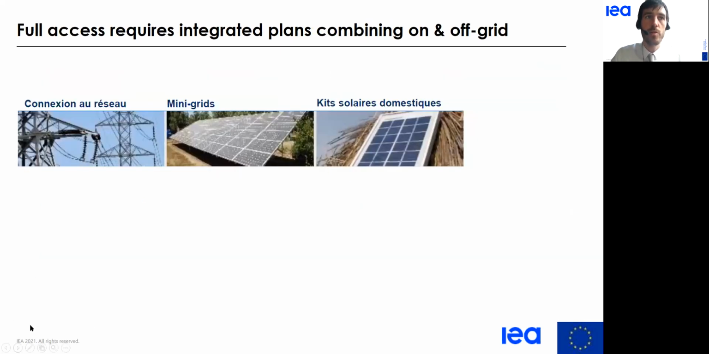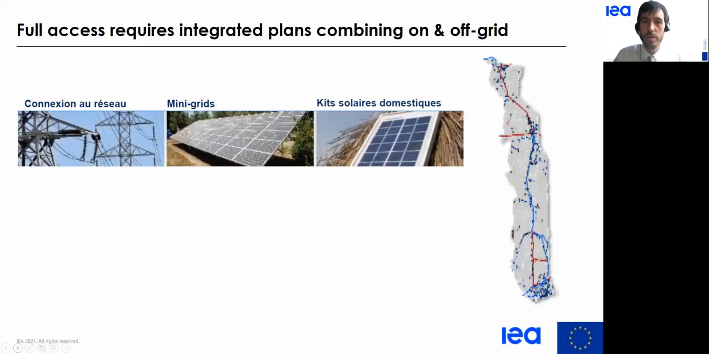So just sharing with you one country example, which is a case of Togo, where they came up with a very interesting integrated plan to combine all those solutions. So here you can see the map of Togo, which, as you may see, is a country in West Africa, which has a very interesting geographical shape, because I think it's maximum 50 or 60 kilometers from east to west, and it's around 800 kilometers north to south.